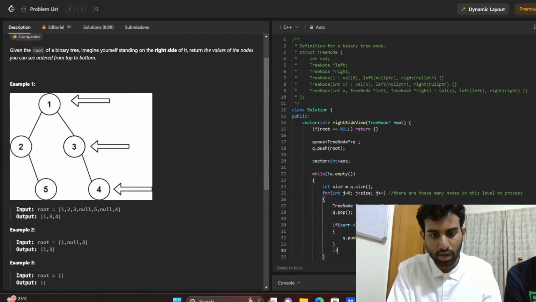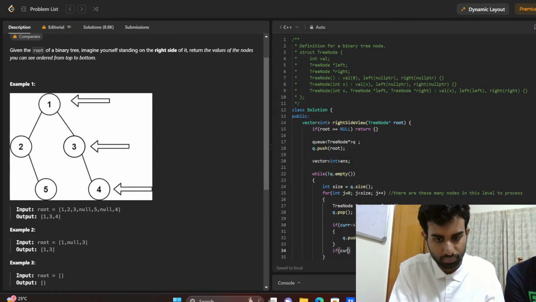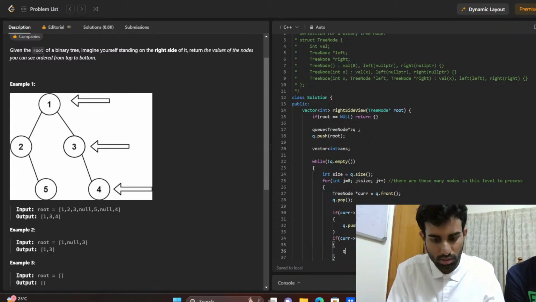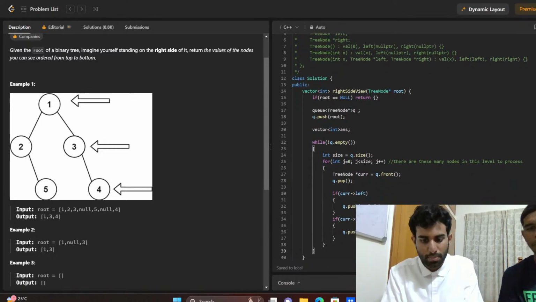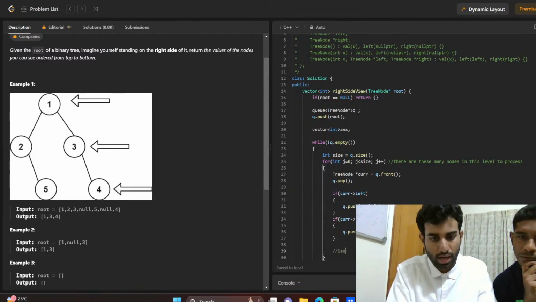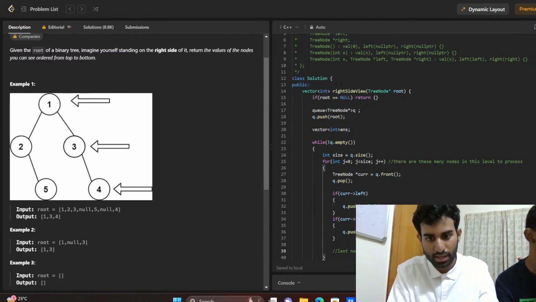Now I will check, does it have a right node? In that case, I will push it to my queue. Now next, this is the property that the answer requires. I need to find out the last node of this level. This is why the for loop comes in handy here.